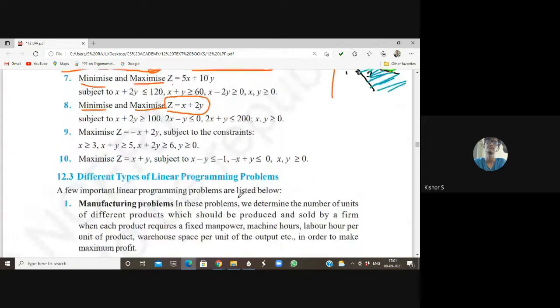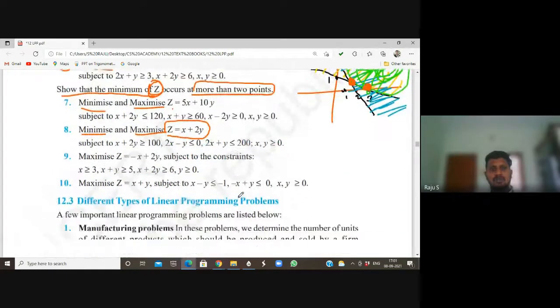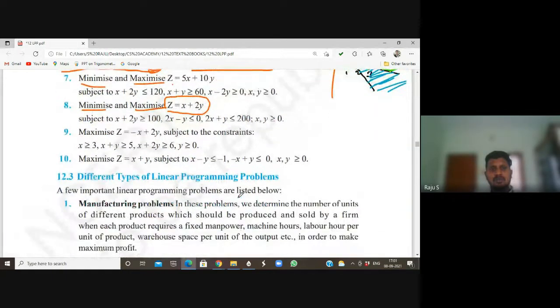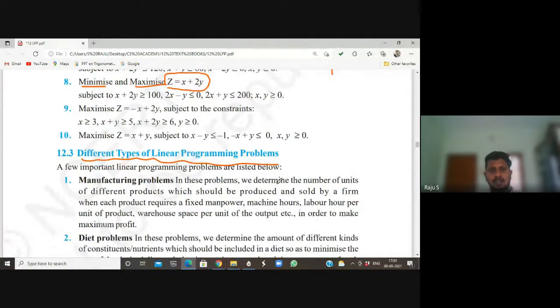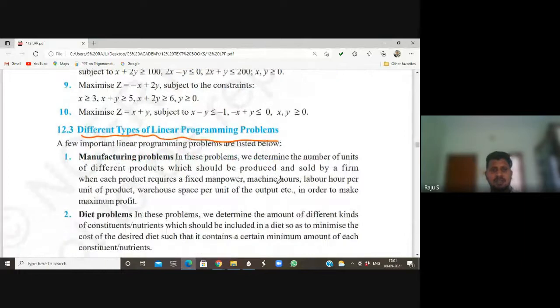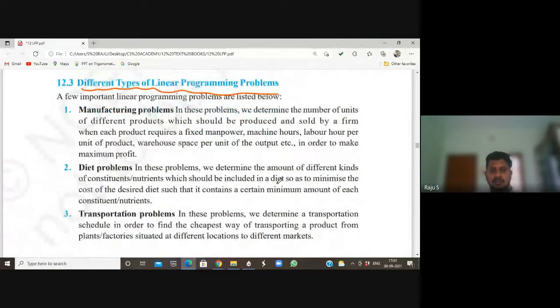Okay, sure. Coming to the next question, word problems. Different types of word problems. There are only 3 concepts. Based on 3 topics, they are going to ask the question. One is manufacturing, one is diet, and one is transportation. Based on this, they are going to ask the questions.